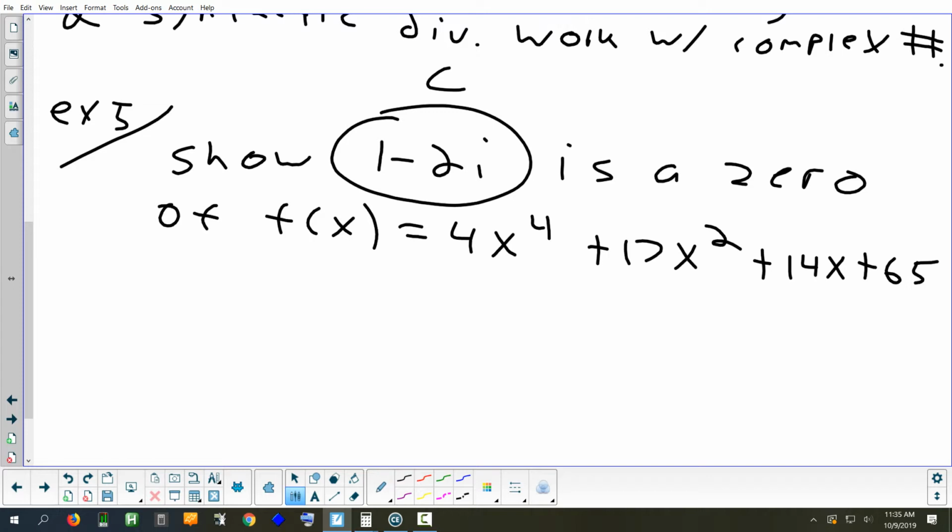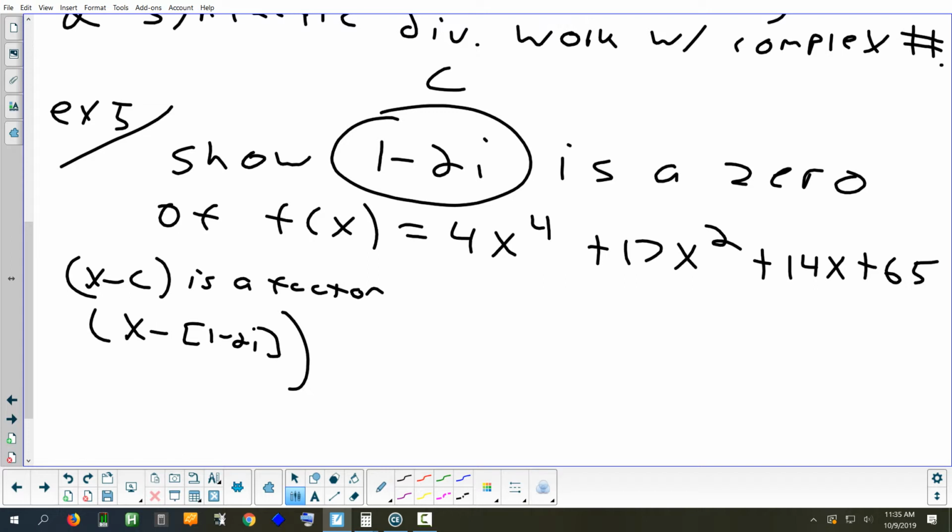And now fill out all your coefficients. Leave a little more space between the columns because each answer is going to be complex, so you need a little more room. So 4, what would be my next coefficient? 0. Yep, 0, and then 17, 14, 65. So when I'm done, it'd be great if I get negative 65 right here, and then negative 65 and 65 gives me remainder 0. That's what I'm hoping happens.